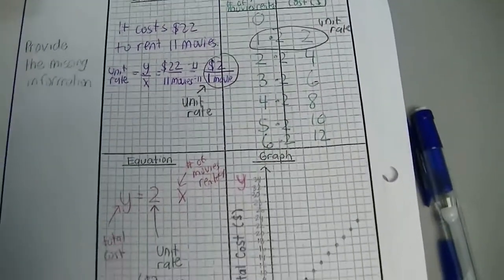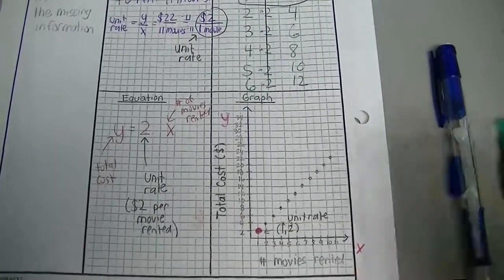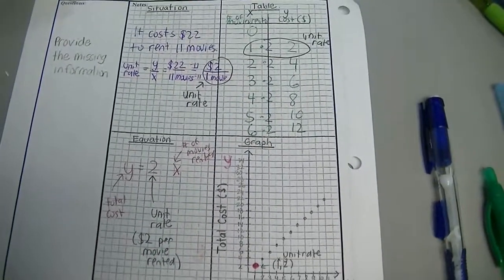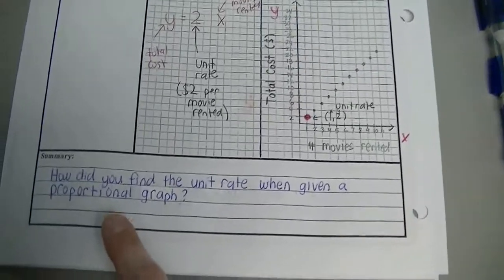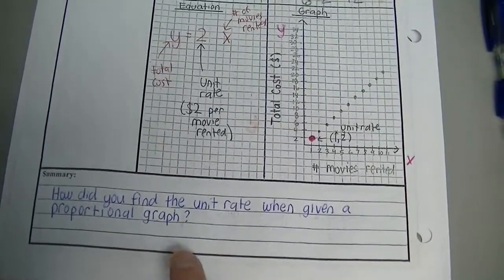Okay, so look at how much you're able to fill in just from when you're given this little graph right there. So right now, I want you to answer this question: How did you find the unit rate when you were given a proportional graph?